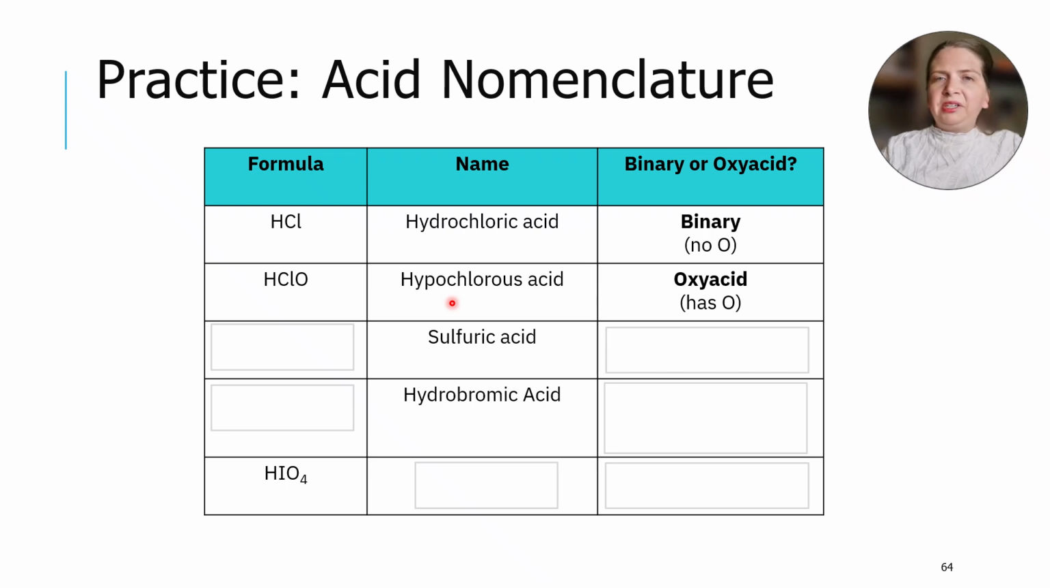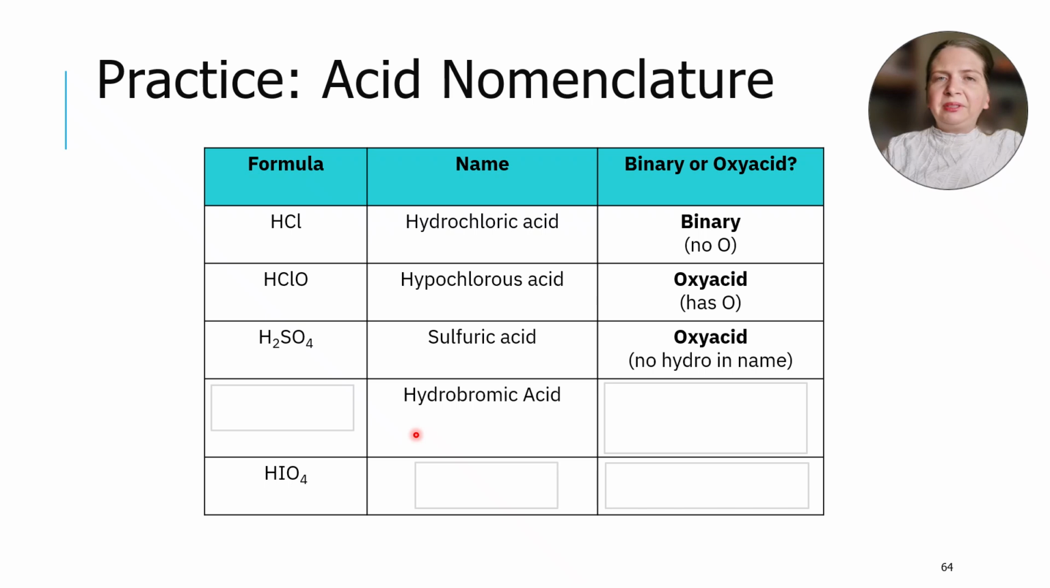Next, we are given the name sulfuric acid. Since the name does not begin with hydro, we know it must be an oxyacid. The "ic" ending tells us the original polyatomic ion ended with ATE. Sulfate is SO4 2-, so it combines with two H+ ions to form H2SO4.